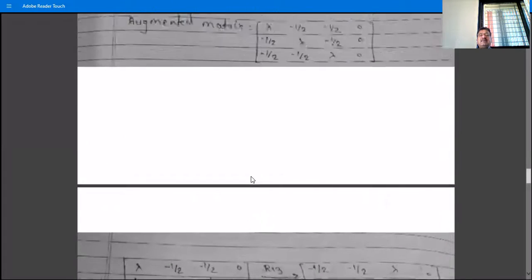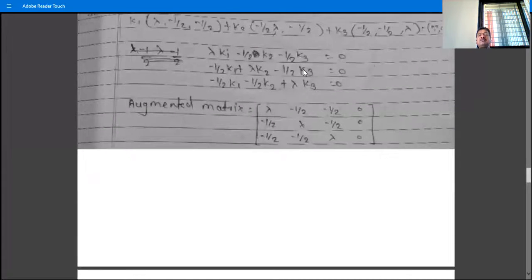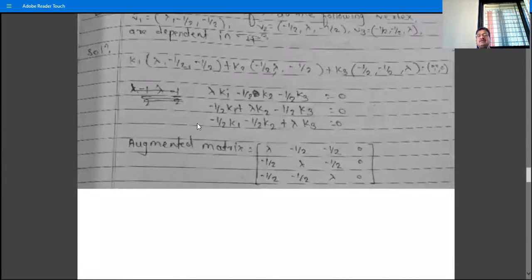And now we have to reduce this again to echelon form. Then we have to reduce this element to 1. But when this is reduced to 1, if it is not equal to 0, then the given vectors are linearly independent. If so, these three vectors are linearly dependent if this system has a non-trivial solution, that is, if these k1, k2, k3 are not all equal to 0. So this is the homogeneous system, and this homogeneous system has a non-trivial solution.